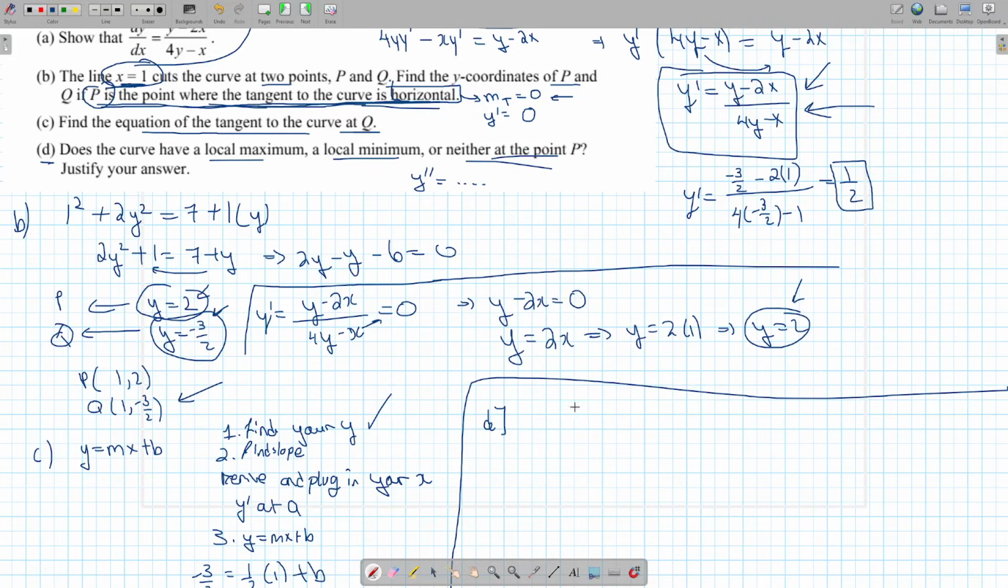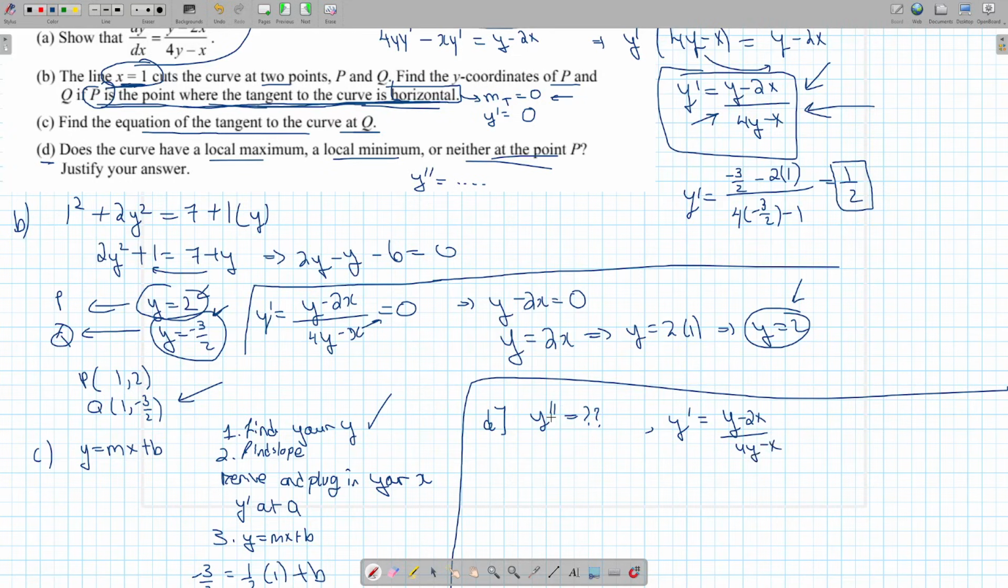What is the second derivative? We found y prime to be (y minus 2x) over (4y minus x). What's y double prime going to be? You simply derive again, but when I derive, I'm going to use the quotient rule. So how do I find y double prime? We use the quotient rule. We know originally, let's write it down, y prime was (y minus 2x) over (4y minus x).